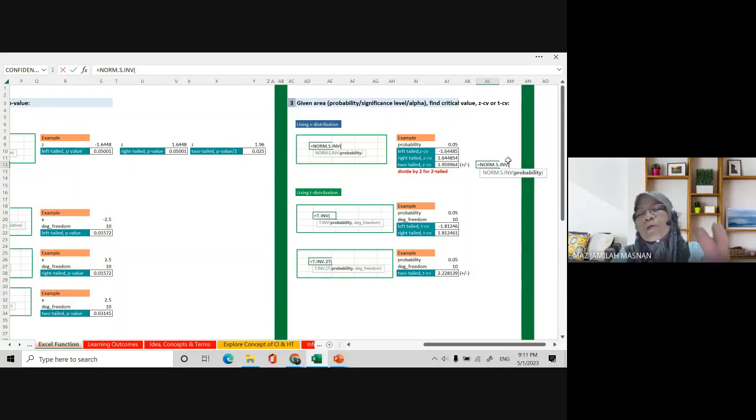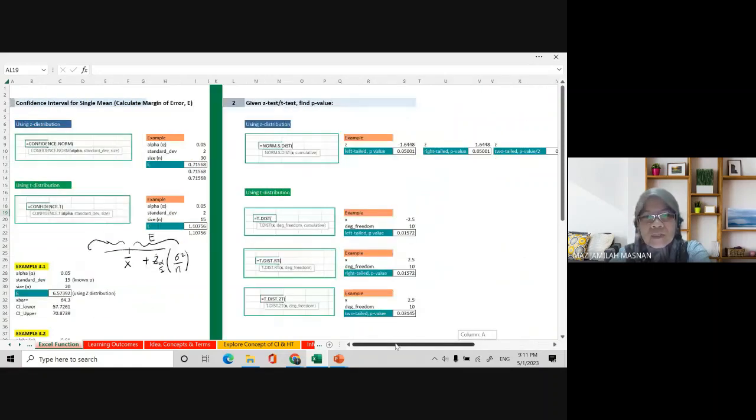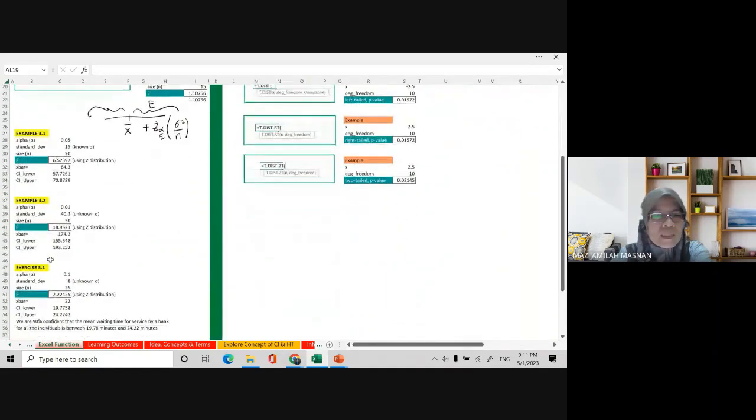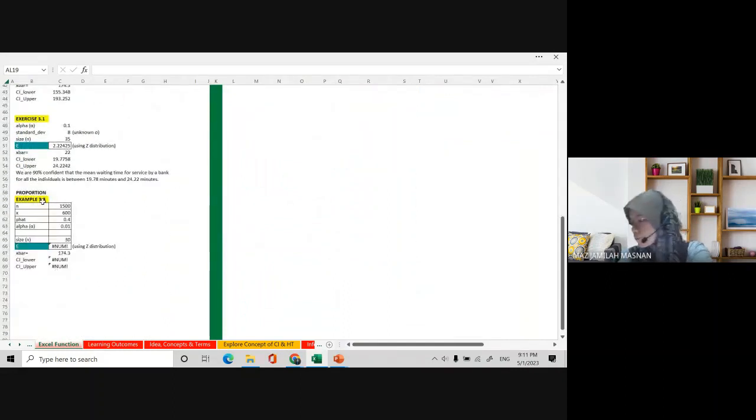Because for CI for mean, we use three values: alpha, standard deviation, and the sample size. But for proportion, we need to use this: NORM.S.INV and probability. So go to the third column to find the Z critical value. Example 3.3 for the proportion is on page 95.